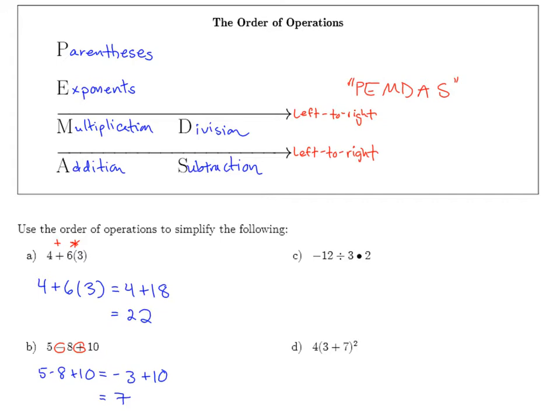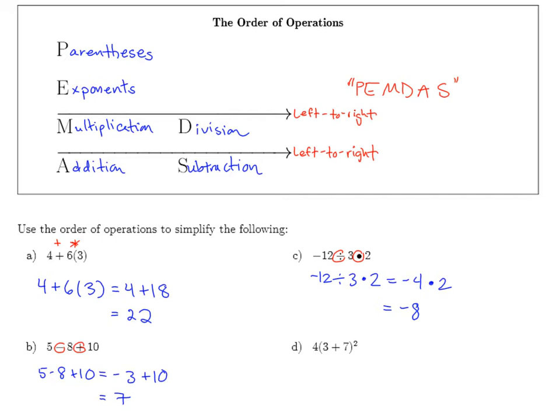In this next example, we have negative 12 divided by 3 times 2, written without any parentheses. So looking at that, the operations we have are division and multiplication. And since multiplication and division are on the same level in terms of our order of operations, we'll work left to right in applying those operations. So negative 12 divided by 3 times 2 becomes negative 4 times 2, which then becomes negative 8.